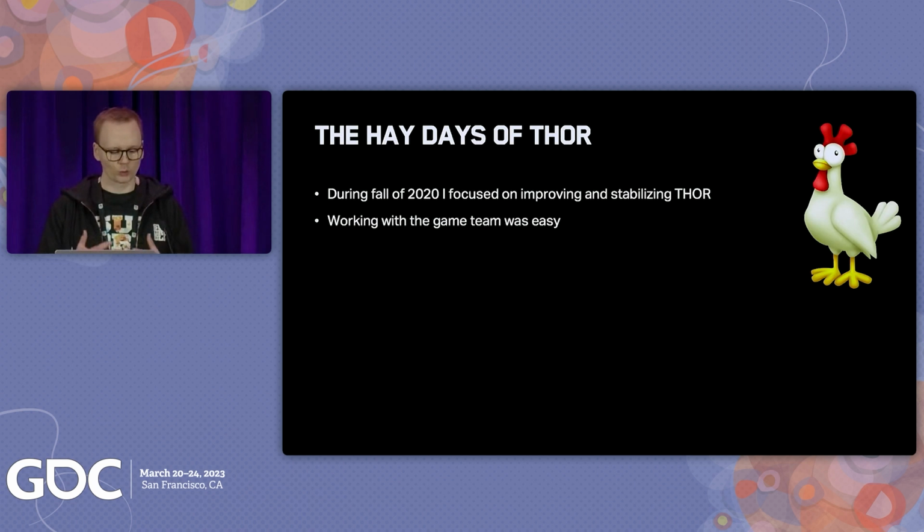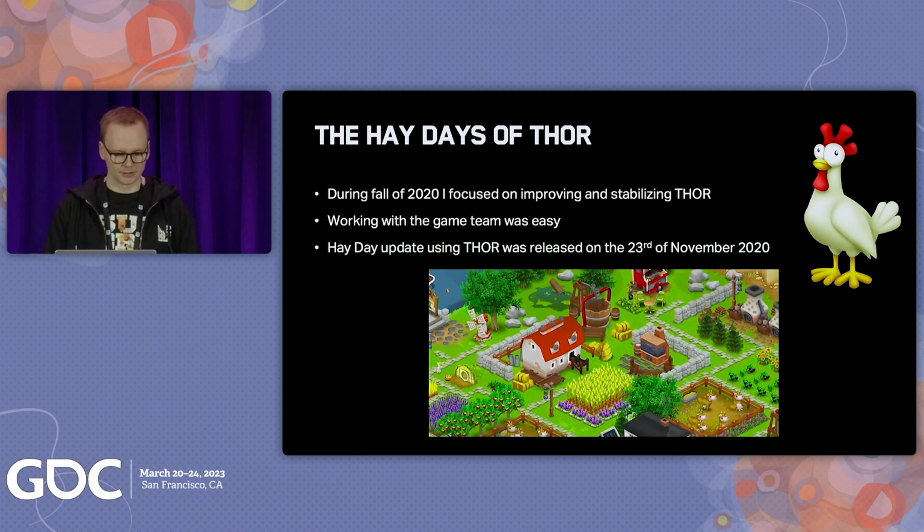And no one really questioned my ability to work on this, and I was able to make really big decisions autonomously. So in the end, the update of Heyday using THOR was released on the 23rd of November in 2020. And this was the second huge milestone for THOR, because after this point, we had a game in the wild, and we could start collecting performance metrics, crash reports, and overall player feedback.